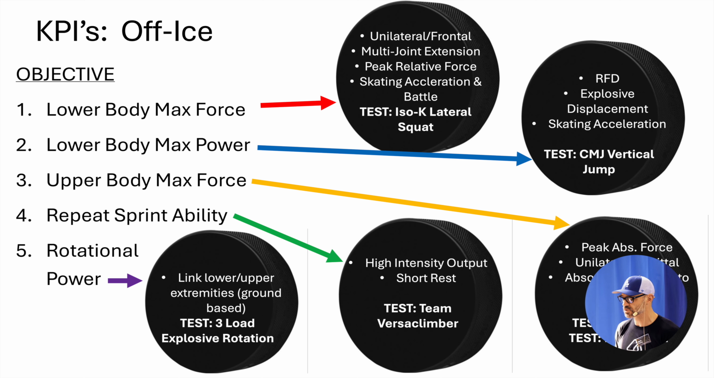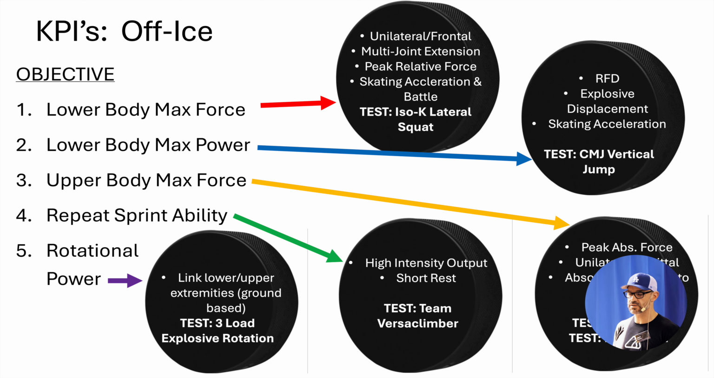So we're looking at rate of force development, explosive displacement of the center of mass, highly correlated with the ability to accelerate on ice. We'll test that on force plates. So it's a countermovement jump, hands on hips protocol. We do a 3-jump protocol.